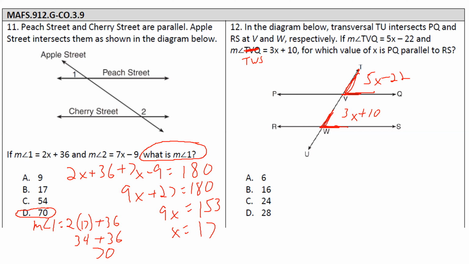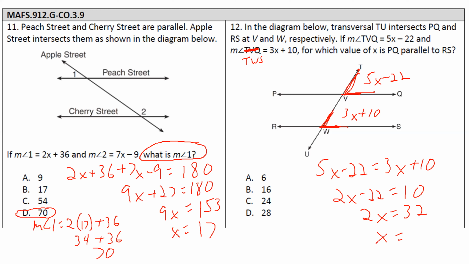Are these two angles congruent or supplementary? They're in the same position, which means they're corresponding, which means they are congruent. So we set them equal, and then we can solve. Subtract 3x from both sides, which gives us 2x. Bring the 22 across by adding, and x is 16. Is that our answer, or do we need to plug it back in? That's a good question. For which value of x? So this time we have our answer. It is 16.